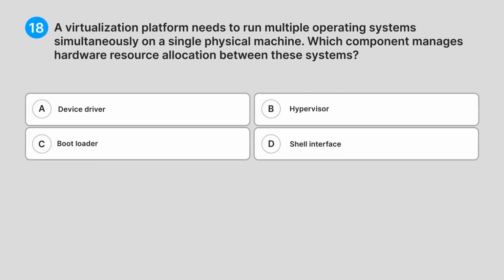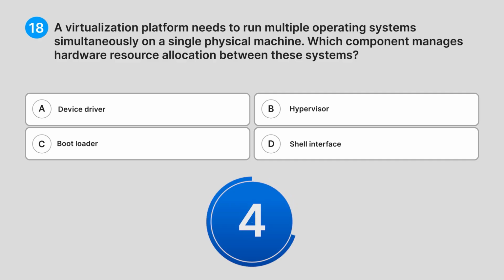18. A virtualization platform needs to run multiple operating systems simultaneously on a single physical machine. Which component manages hardware resource allocation between these systems? A. Device driver. B. Hypervisor. C. Bootloader. D. Shell interface. Do you know the answer?